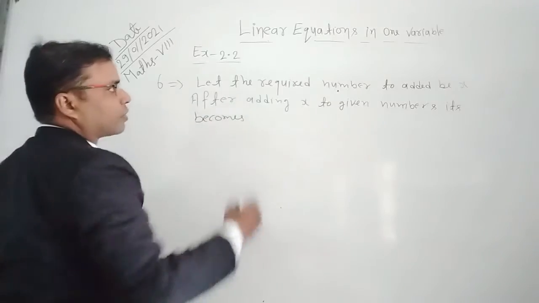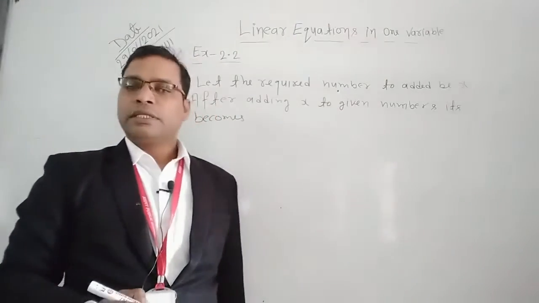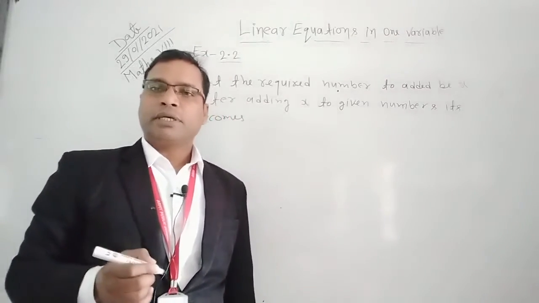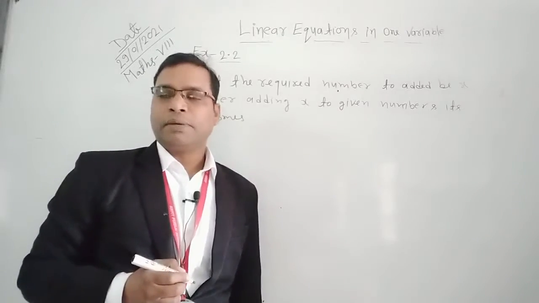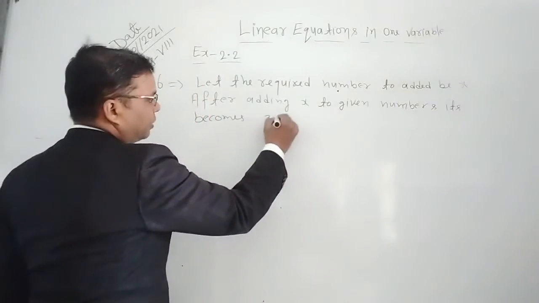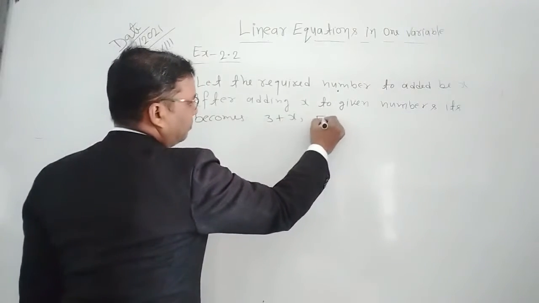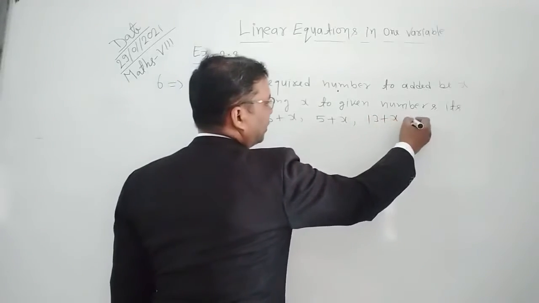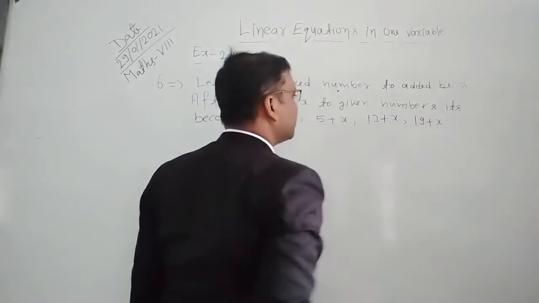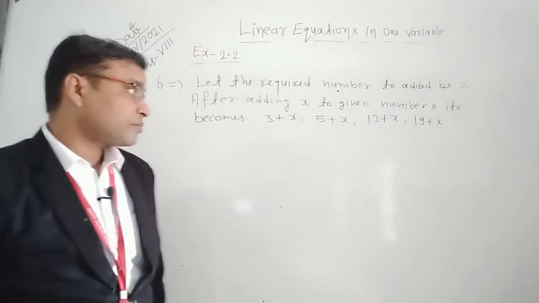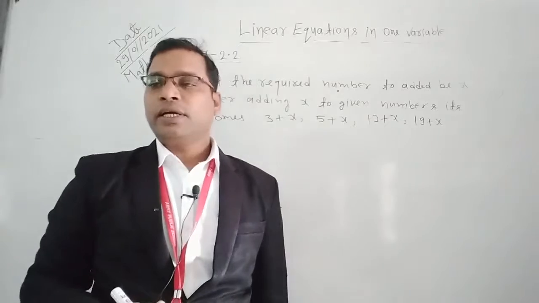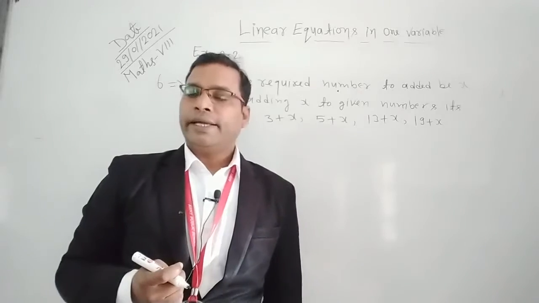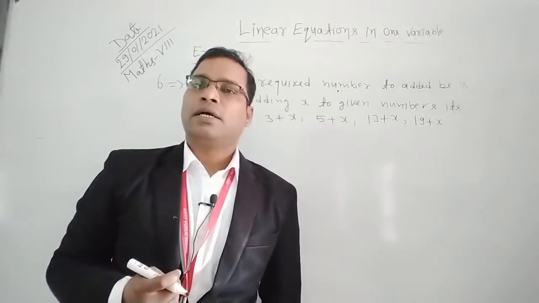it becomes, the numbers given here are 3, 5, 13 and 19. So when we add x, the numbers become 3 plus x, 5 plus x, 13 plus x, 19 plus x. Because the numbers given here are 3, 5, 13 and 19. So according to the question, if you add a number x, the resulting numbers become proportional.